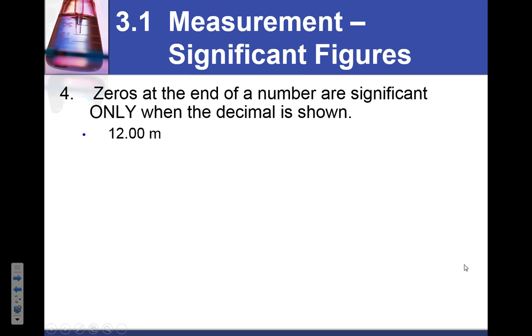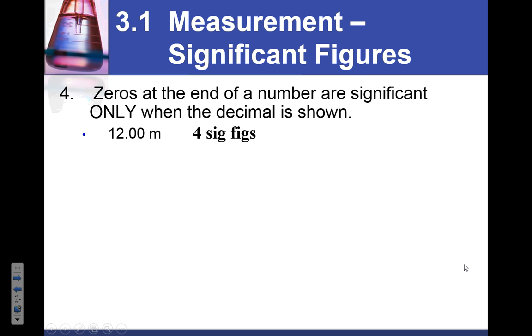Now remember, it's not zeros at the end or after a decimal point. It's zeros anywhere at the end of a number. Have to count if there is a decimal shown. And there is a decimal shown after the 2. So this means both of those zeros also are significant. So this would have a total of 4 significant digits.